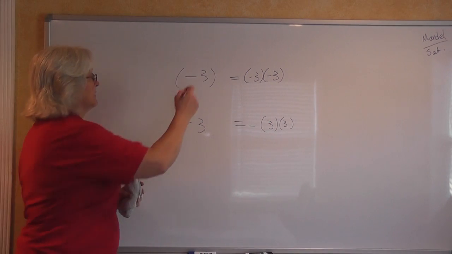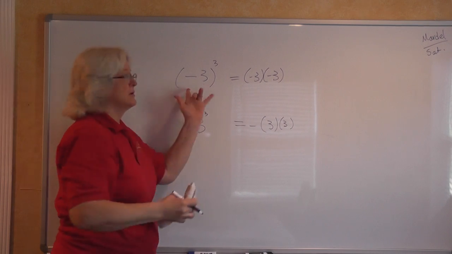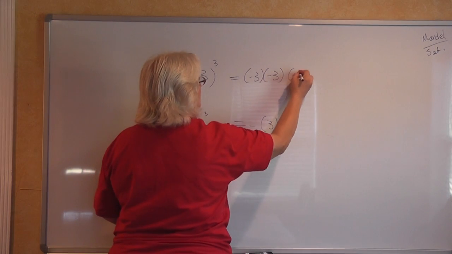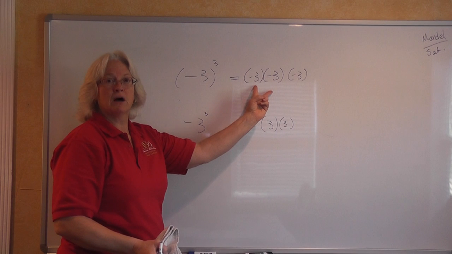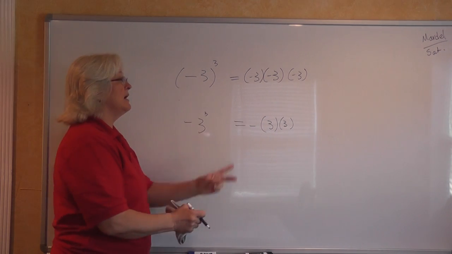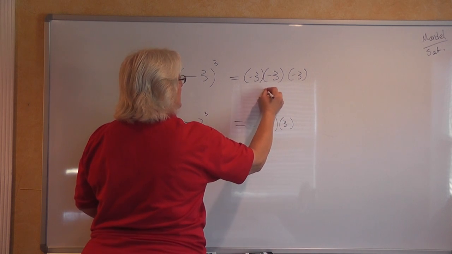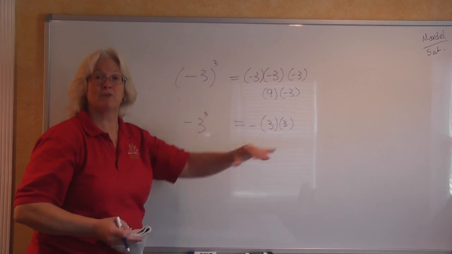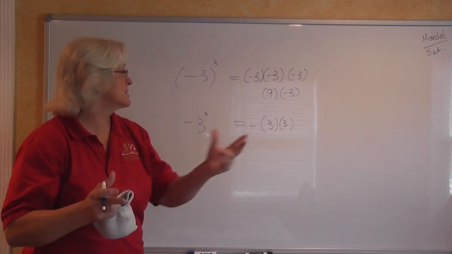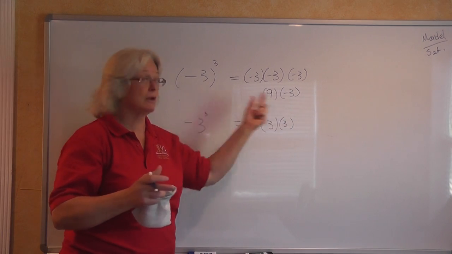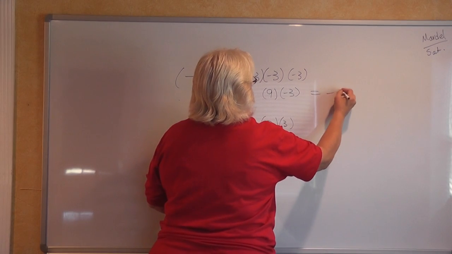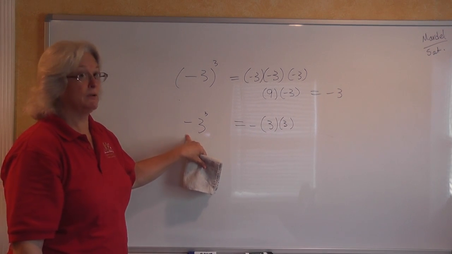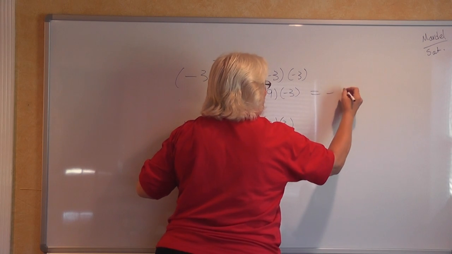What is this telling us once I put my cube back here? Negative 3 cubed says use negative 3 as a factor 3 times. 1, 2, 3. Negative 3 times a negative 3 is a positive 9. Now you have a positive factor times a negative factor. And when you have oppositely signed numbers that you're multiplying together, what answer do you get? It's always negative. Negative 3 times 9 is a negative 27.